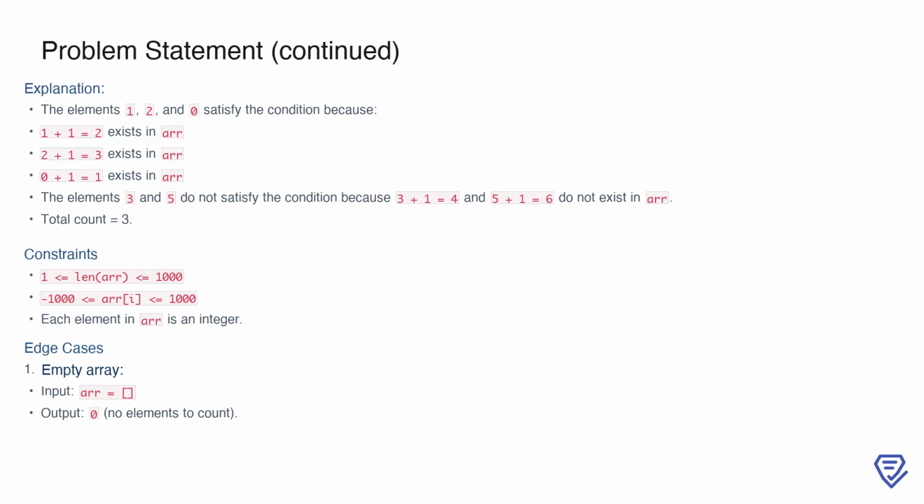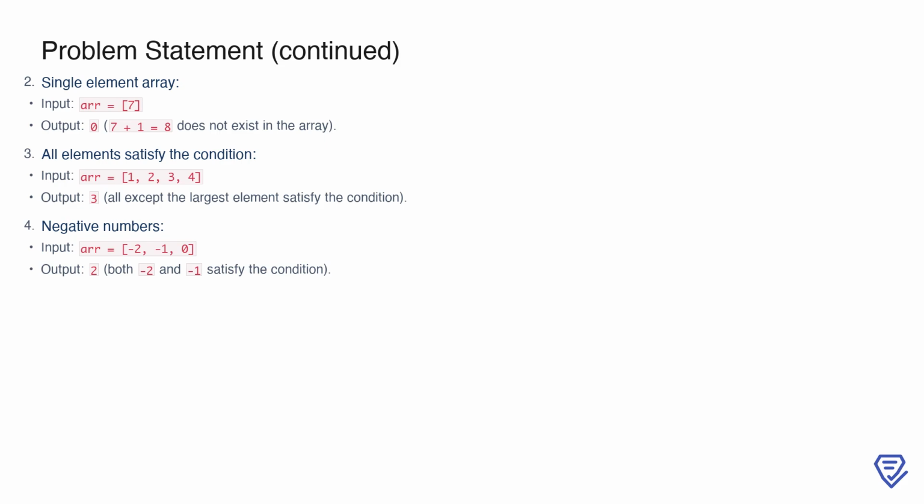Now that we've seen a few examples, let's discuss the problem's constraints and some edge cases you might encounter. The constraints specify that the array length will always be between 1 and 1000, and the elements will range from -1000 to 1000. Here are some edge cases to consider. First, if the array is empty, there are no elements to count, so the output is 0. If the array contains only one element, such as 7, the output is also 0 because 7 plus 1 equals 8 does not exist in the array.